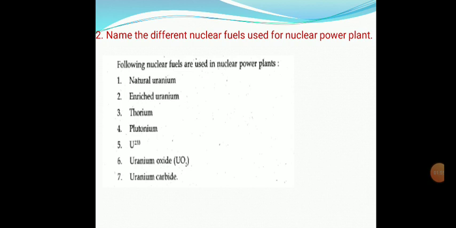Second question: name the different nuclear fuels used for nuclear power plant. The answer is, the following nuclear fuels are used in nuclear power plants: natural uranium, enriched uranium, thorium, plutonium, uranium 233, uranium oxide, that is UO2, and uranium carbide.